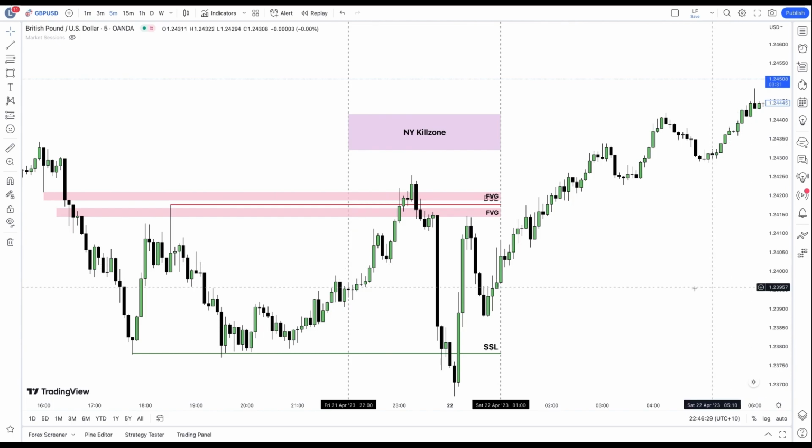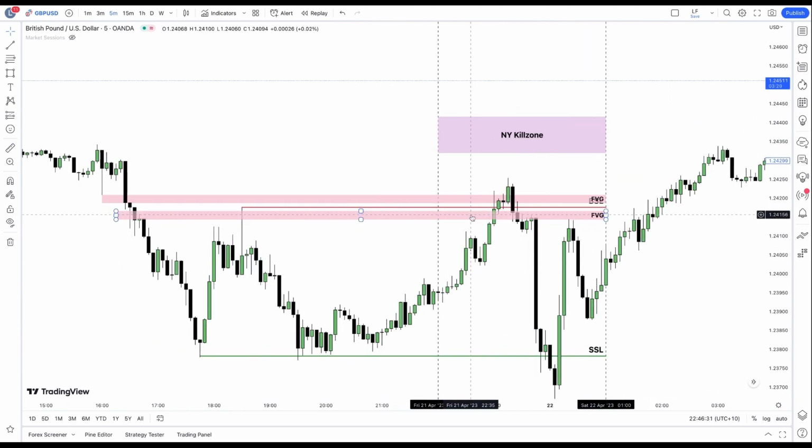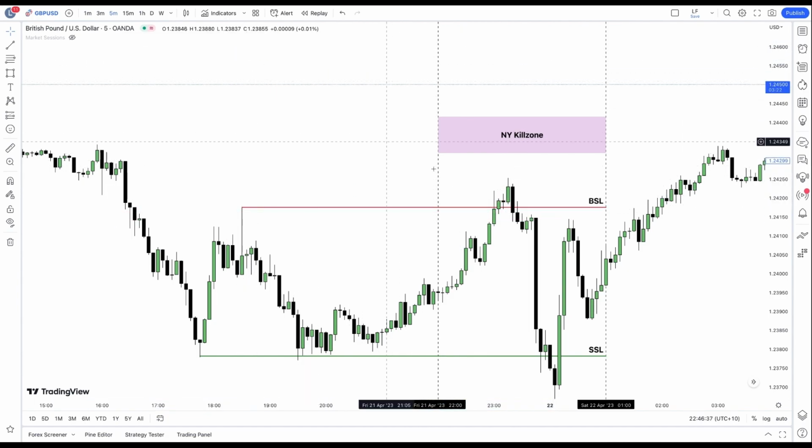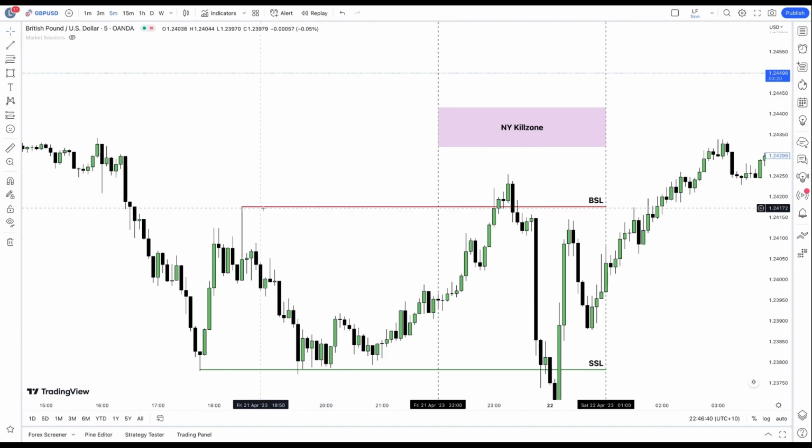that you can see price actually broke through. Just let me take away this fair value gap again, so it makes it easier. It broke through the previous buy side, the highest point, broke into this buy side liquidity, grabbed liquidity, and made its way down here.